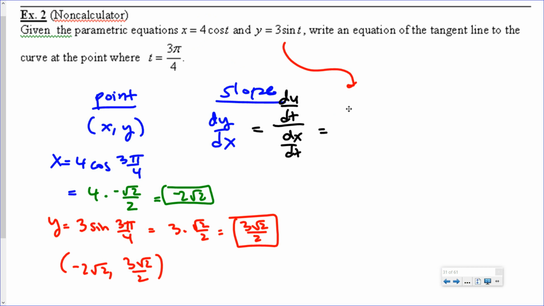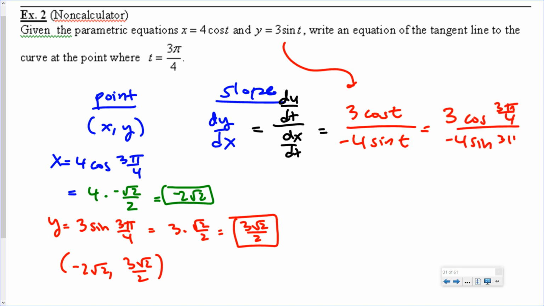So what's the derivative of 3 sine t? Is it 3 cosine t? All right, what's the derivative of 4 cosine t? Negative 4 sine t. But guys, I need numbers here. How do I change this to numbers? Yeah, what's t really equal to? 3 pi over 4, right? And t right here is 3 pi over 4.